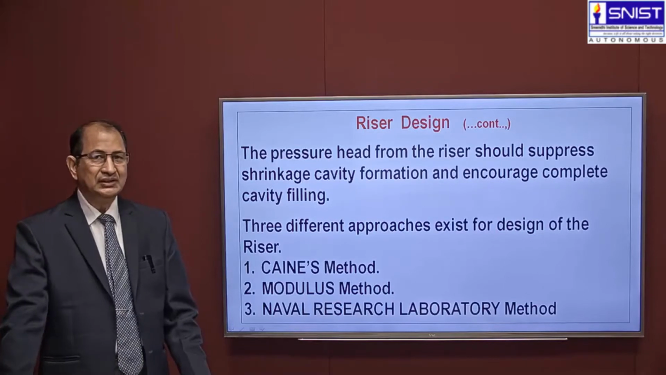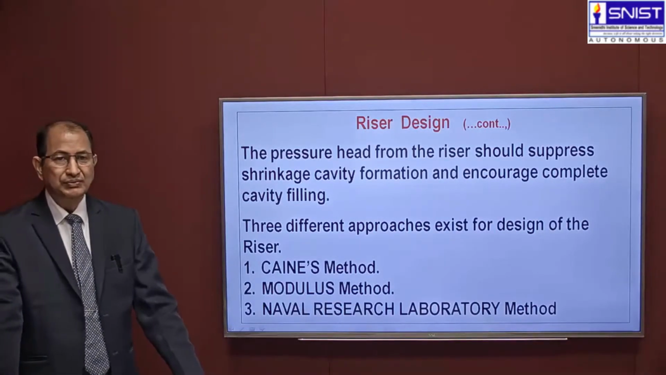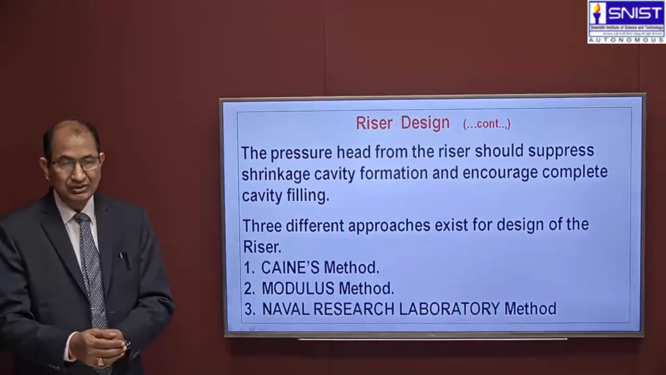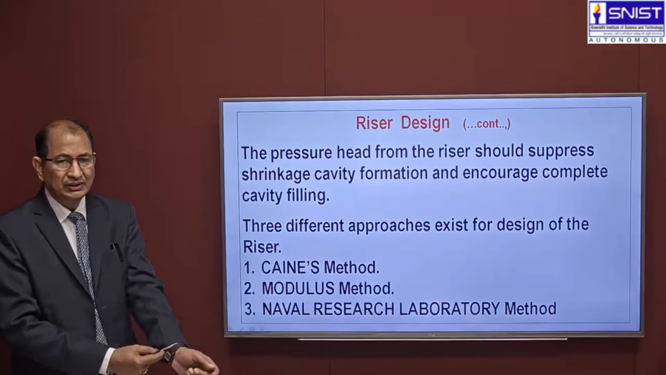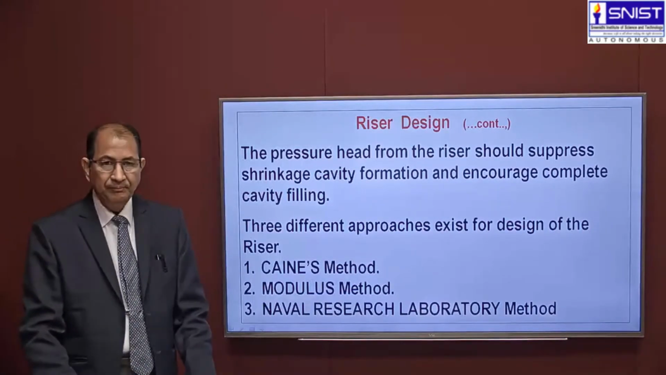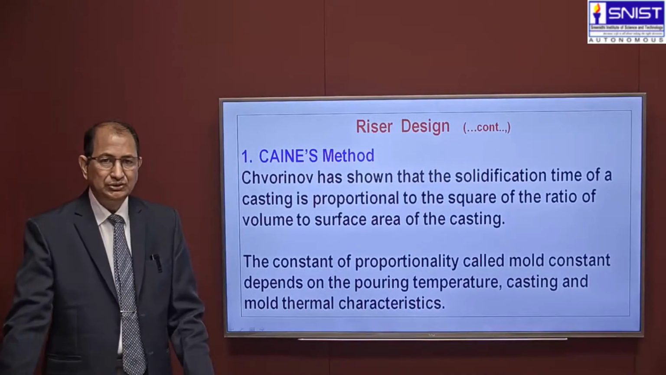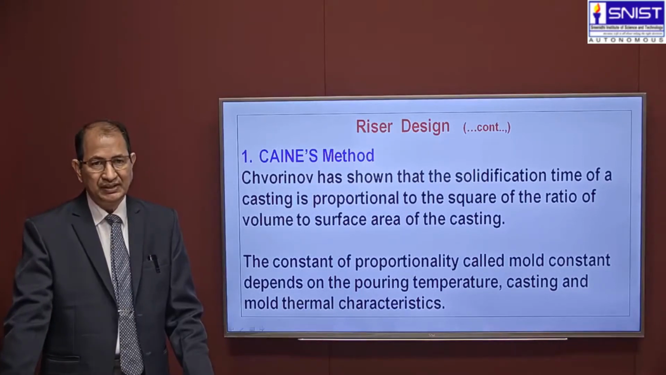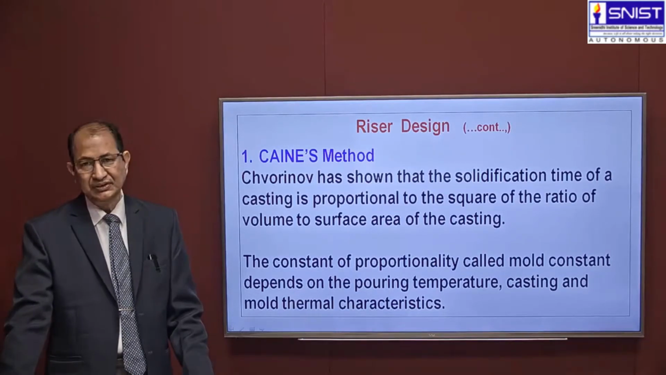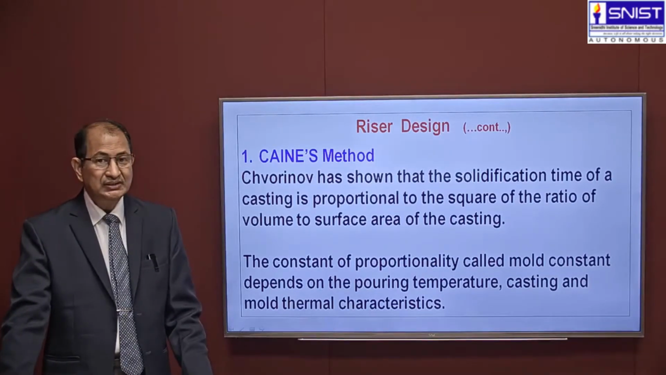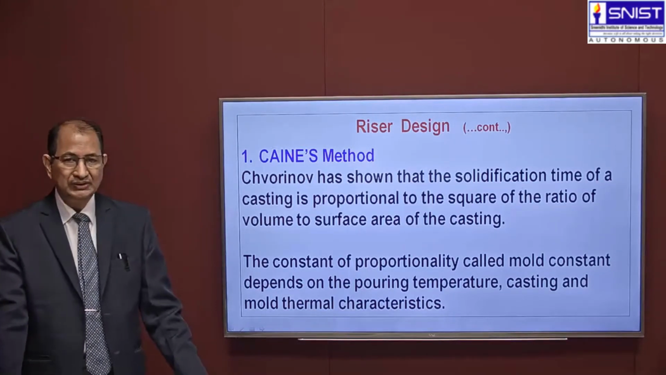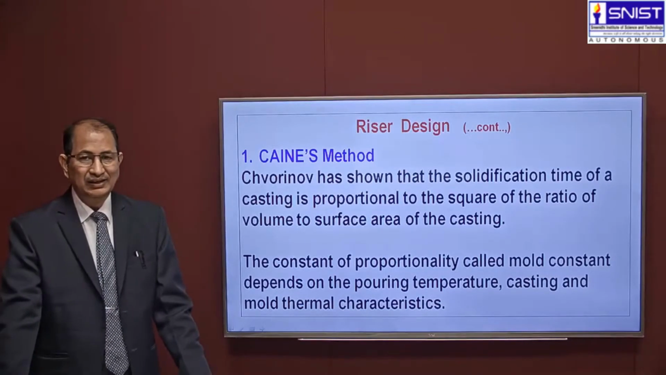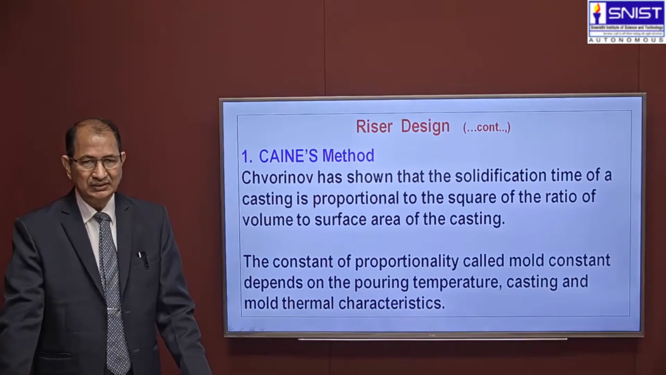Three different approaches exist for the design of the riser. The first one is Caine's method, the second one is the modulus method, and the third one is the Naval Research Laboratory method. So let us focus on Caine's method. Chvorinov has shown that the solidification time of a casting is proportional to the square of the ratio of volume to surface area of the casting. The constant of proportionality, called the mold constant, depends on the pouring temperature, casting, and the mold thermal characteristics.